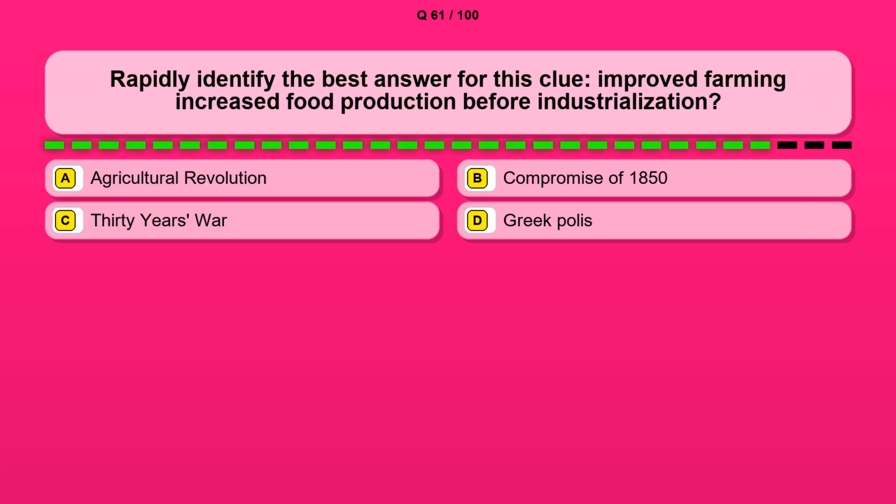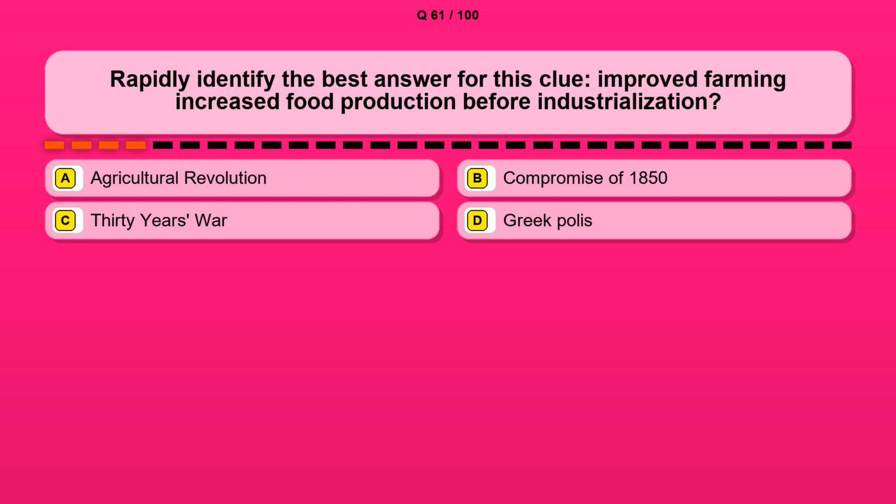Question 61. Rapidly identify the best answer for this clue. Improved farming increased food production before industrialization. Option A, agricultural revolution. Option B, Compromise of 1850. Option C, 30 Years' War. Option D, Greek polis.